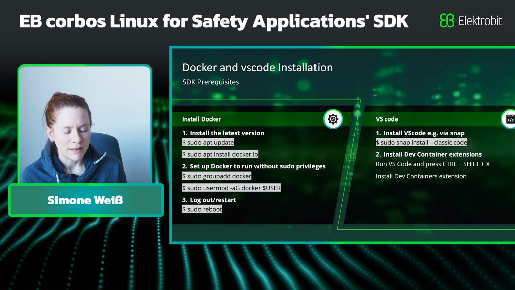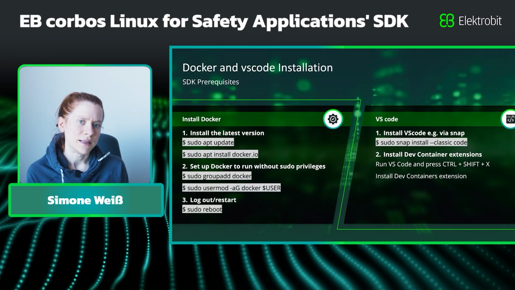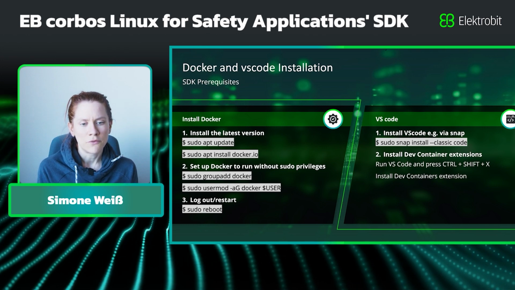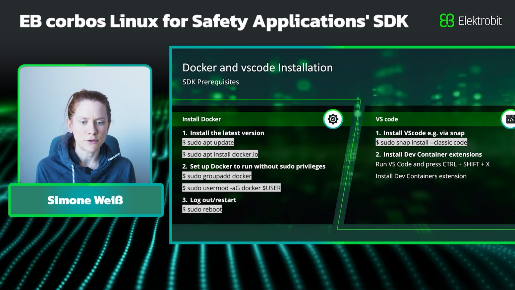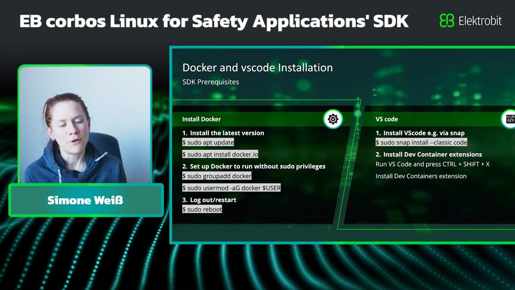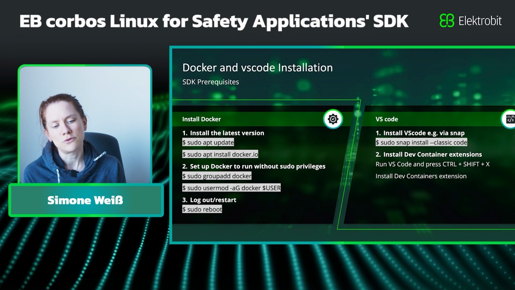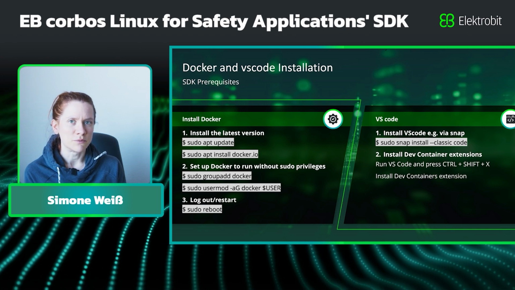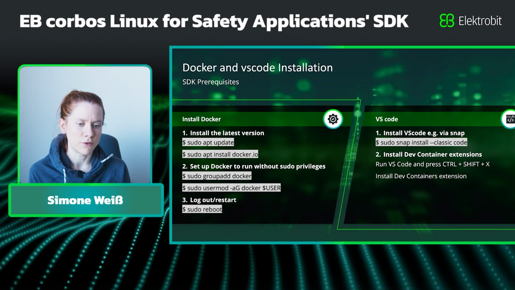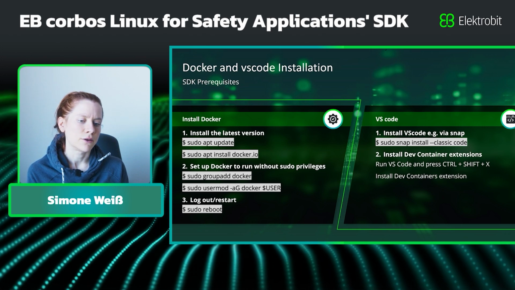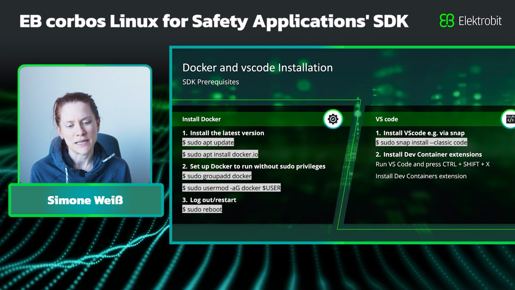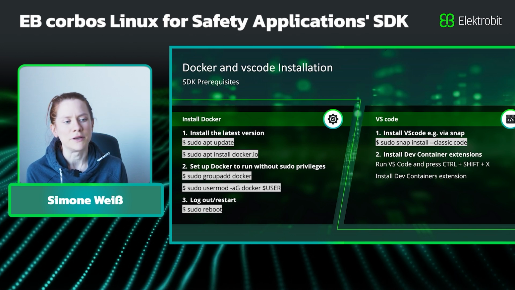Now, let's take a look at the steps needed to install our SDK. First, you will need to install Docker. For that, after you updated your sources, you can simply use sudo apt install docker.io. I would further recommend to set up Docker to run without sudo privileges to ensure a smooth development experience with executing the commands to adding the Docker group, to add your own user, and finally ensure that the changes are taken into effect, for example by rebooting.